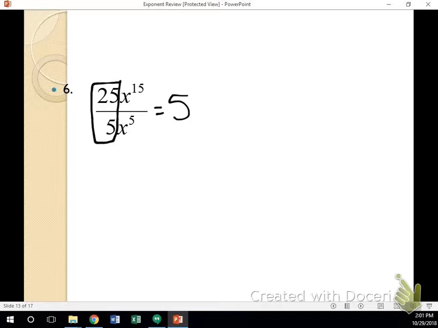And then we have to simplify our base of x. If we're dividing the same base, what do I do with the exponents? All right. I heard a few different things. We subtract them. That's the thing I wanted to hear. We are dividing the same base, so we subtract the exponents. We take the top exponent minus the bottom exponent. What is 15 minus 5? 10. So this becomes 5x to the 10th.